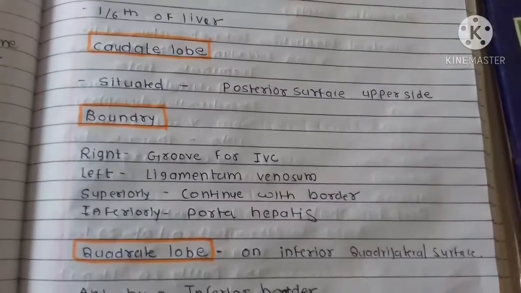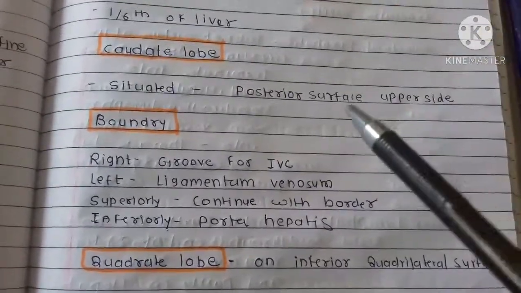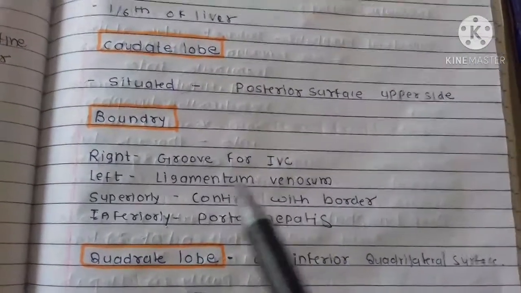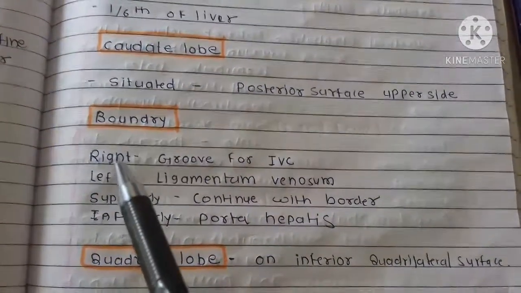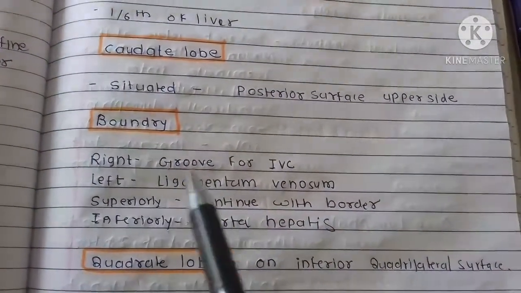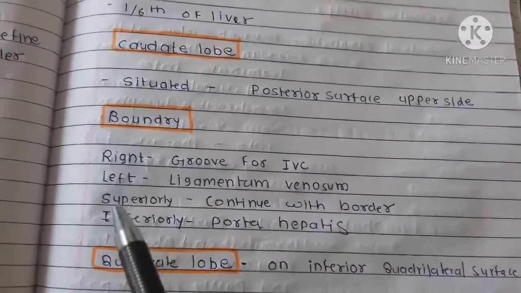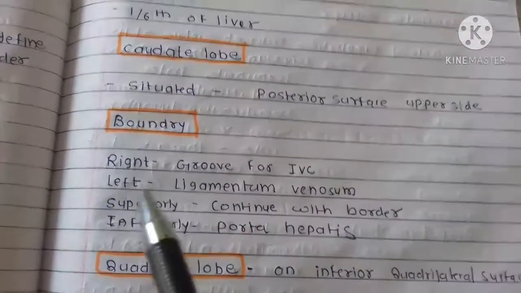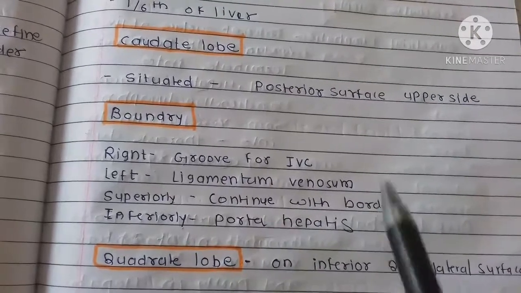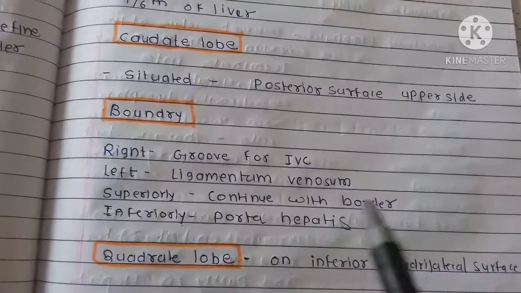Now the caudate lobe. The caudate lobe is situated on the posterior surface of the liver on the upper side. On the right side there is the groove of the inferior vena cava. On the left side there is the ligamentum venosum. Superiorly it continues with the border, and inferiorly it reaches the porta hepatis.